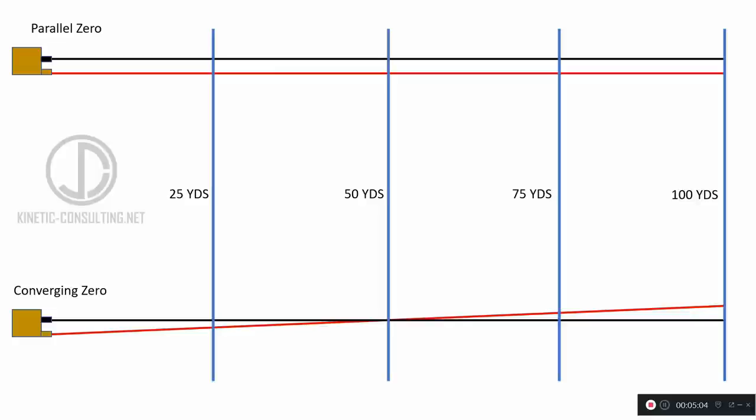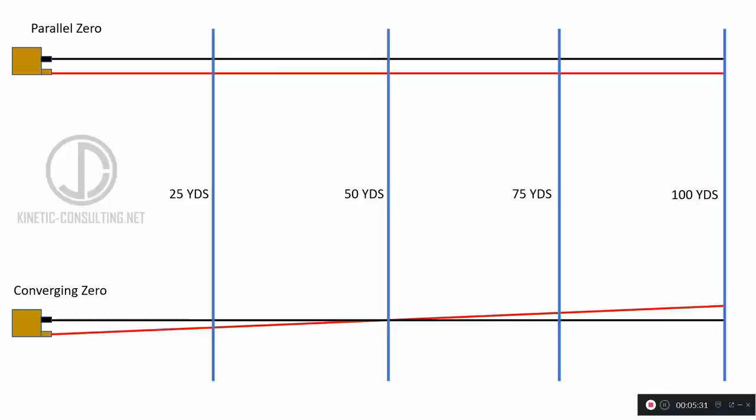Now the converging zero below, as you can see, converges at a certain point. It starts out at a diverged level and continuously travels until it meets, at a certain point, your line of sight and line of bore, and travels further past that and diverges away from it. Now, what you see here is a 50-yard convergence, right?